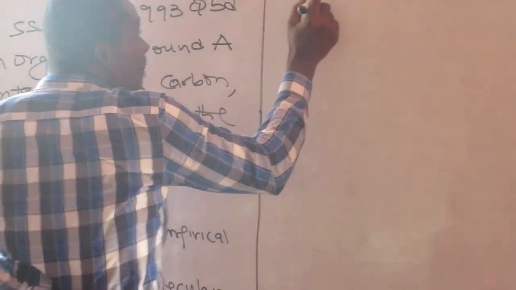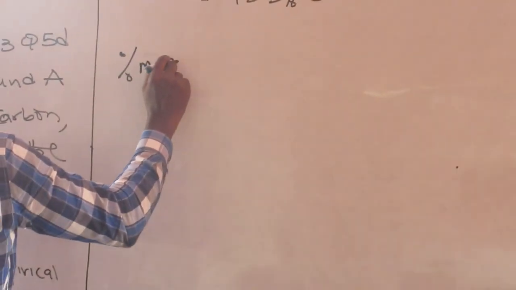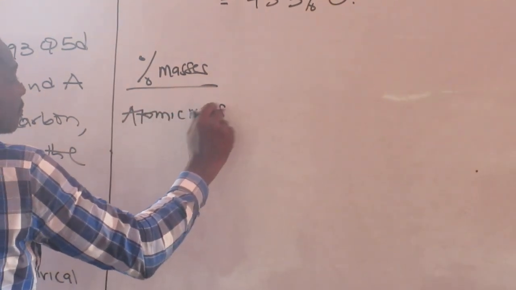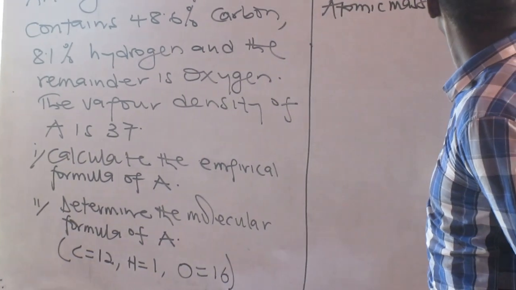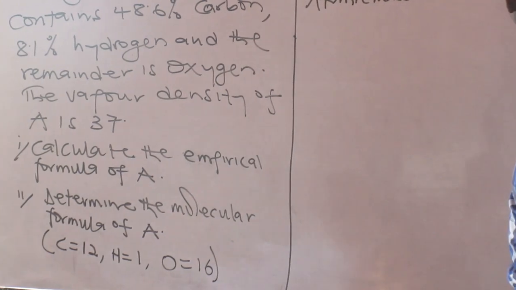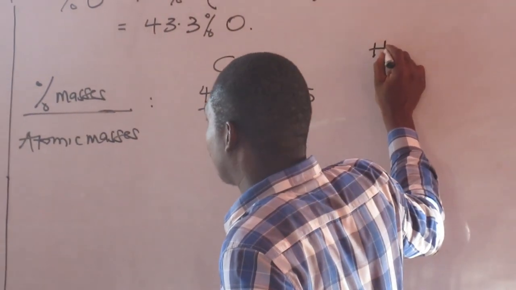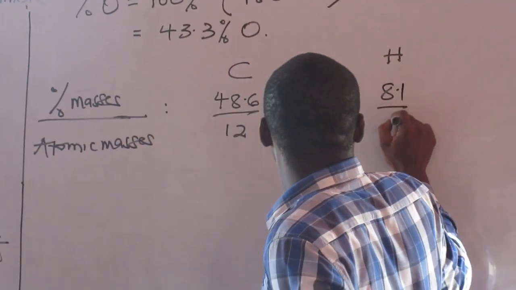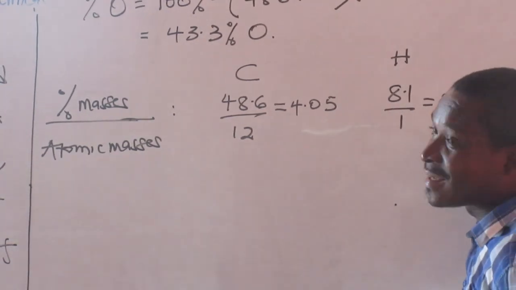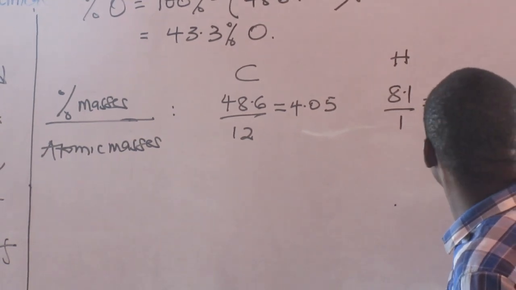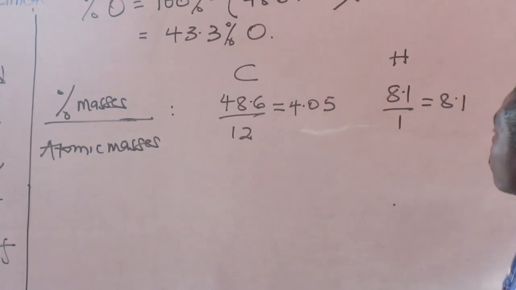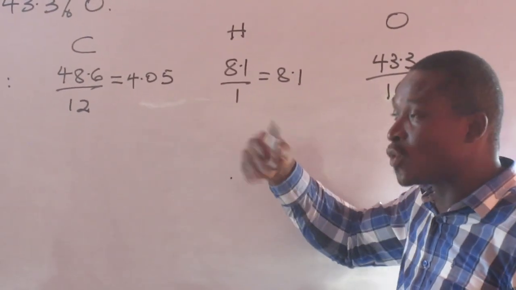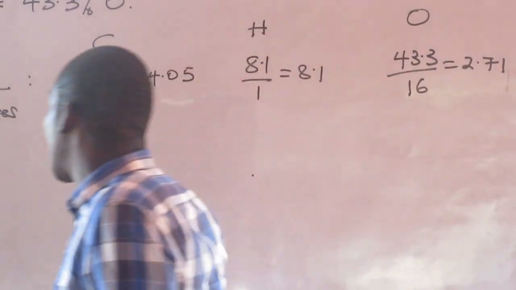Now, our normal process. We have percentage masses over the atomic masses. I start with carbon: percentage mass of carbon over 12. Hydrogen: percentage mass of hydrogen. Oxygen: percentage mass of oxygen, giving 2.7. Now what is going on here? The least ratio happens to be this. I told you, don't round them to one decimal place. Always leave them at two decimal places and above for security reasons, and you will see that in this question. Now, divide through by the least ratio.